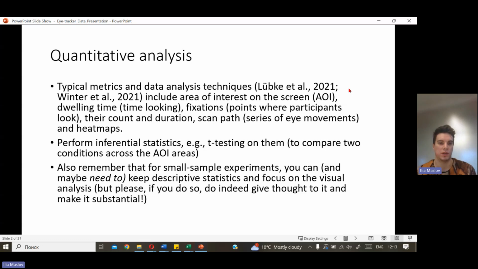So you can perform descriptive statistics or inferential statistics. For example, t-testing is a common technique. But remember that it's a small sample experiment, and you should probably also use descriptive statistics. If you have 7 participants, it's not enough for statistical significance. And obviously you would need to test for normality, distribution, and all the other things that are necessary for t-testing.